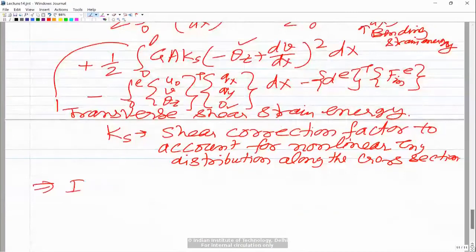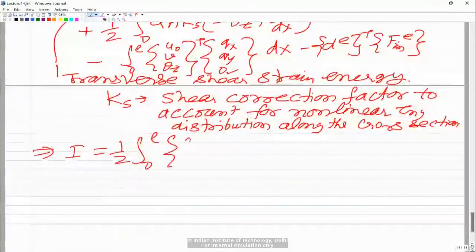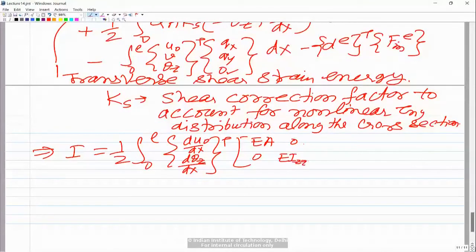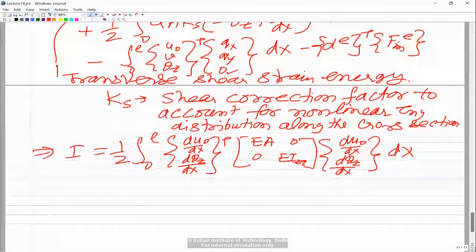So then you can write this integral functional I as half integral 0 to L, and now you want to combine these two terms together. So I am forming a vector consisting of du naught by dx and d theta z by dx. I did this earlier also for the Euler-Bernoulli beam theory based frame element, so it is a similar thing. There we had d2v by dx square, here we have d theta z by dx. So we have du naught by dx and d theta z by dx transpose, and then in between you have a matrix EA 0 0 EIzz, and then on this side du naught by dx and d theta z by dx. So the strain energy due to stretching and the strain energy due to bending are combined together. When you multiply this, you are going to get the same two terms which we have written earlier.